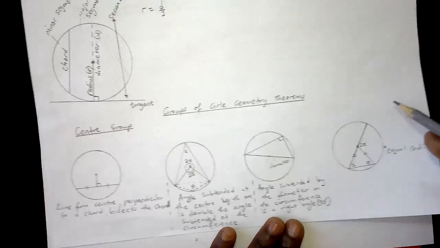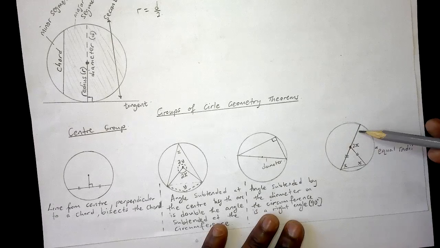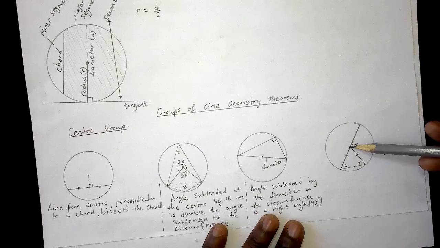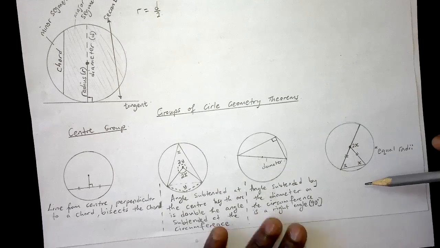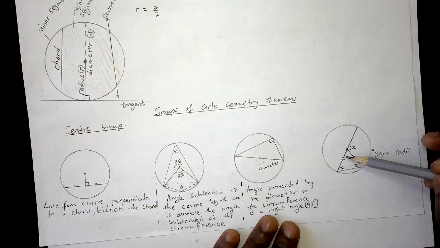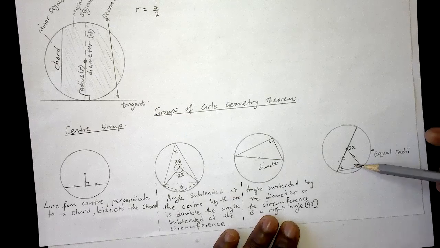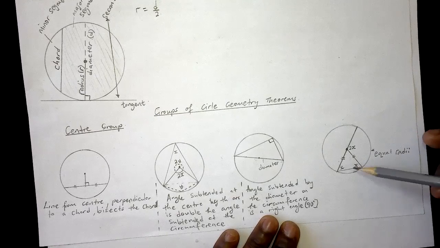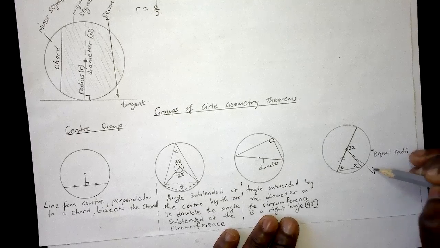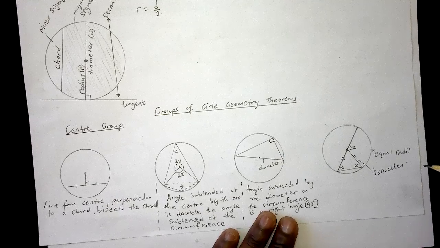Then the other thing that you need to understand is that a line from the center to any part of the circle is a radius, and those radii are all equal. So what we have here is an isosceles triangle, because these two sides are radii and they are equal, and it makes these angles equal as well, because of the base angles of an isosceles triangle. So this is what you need to remember here.